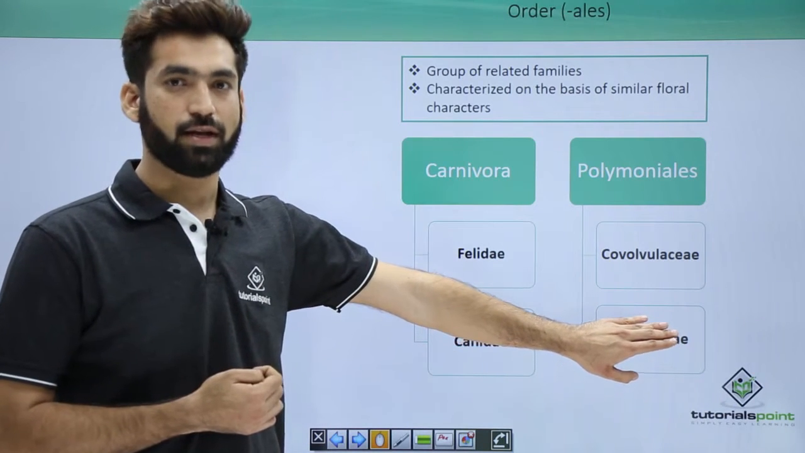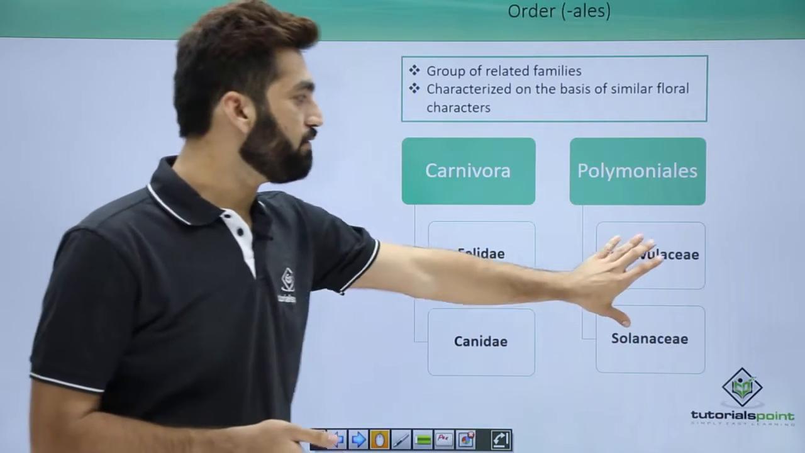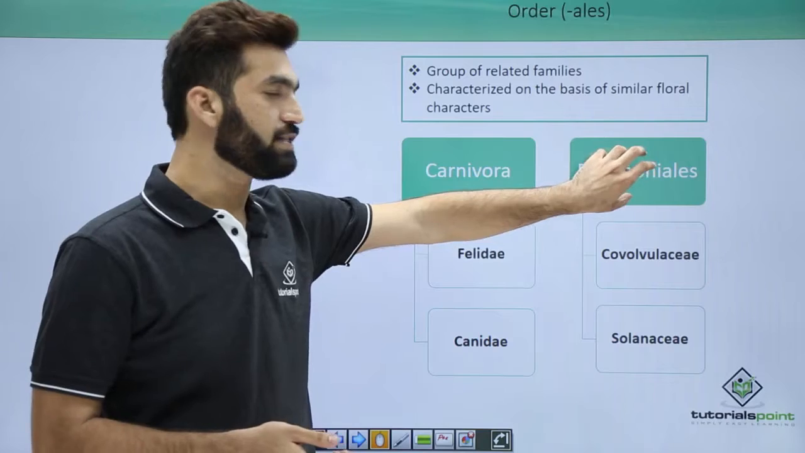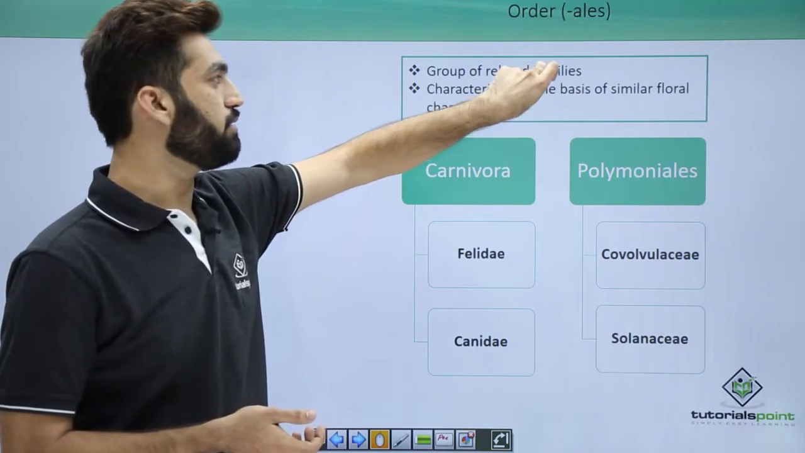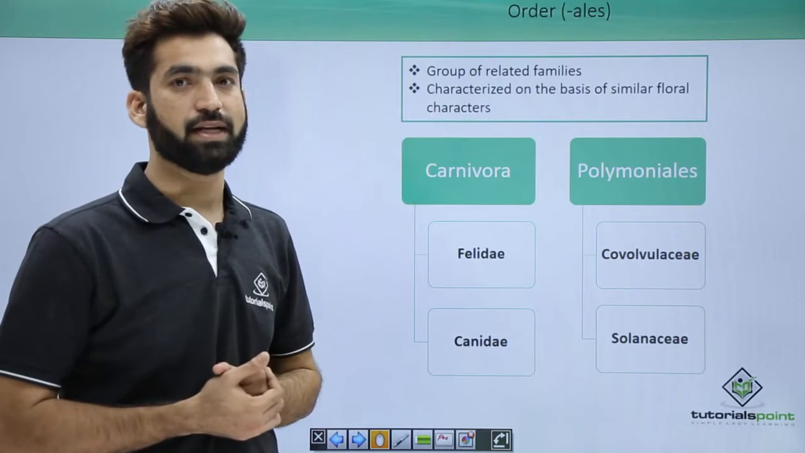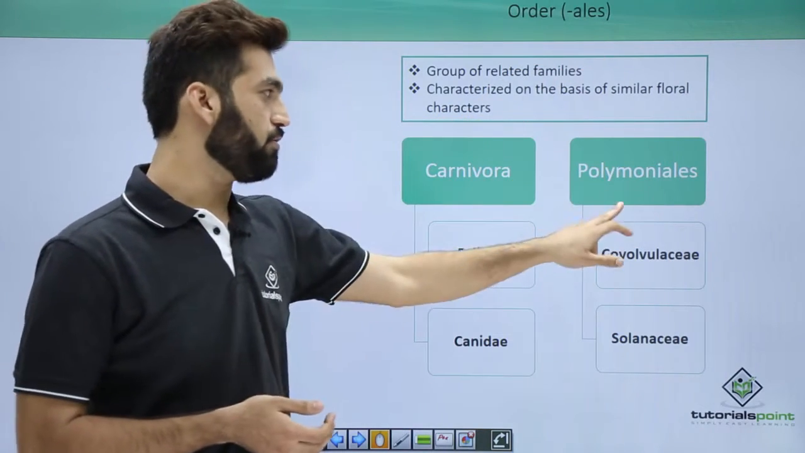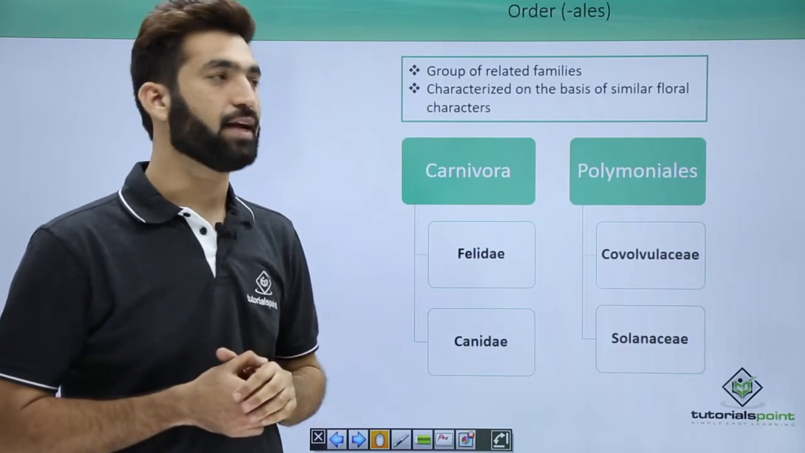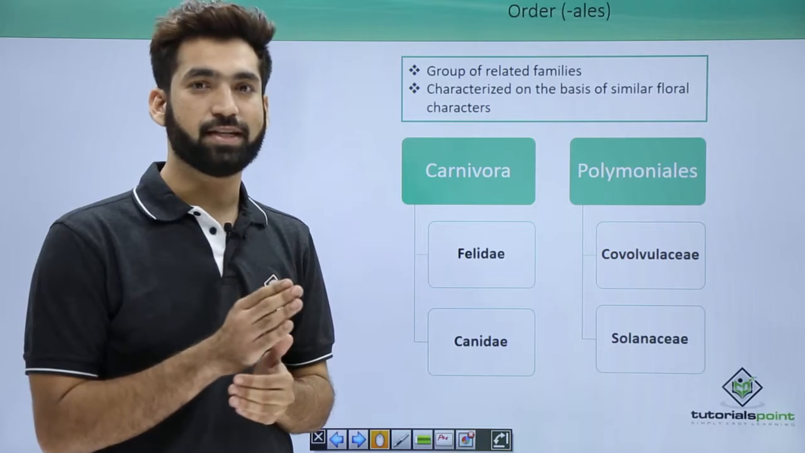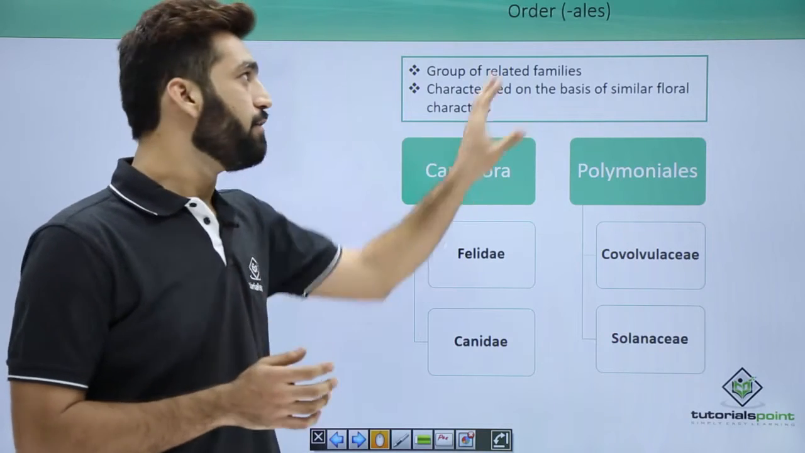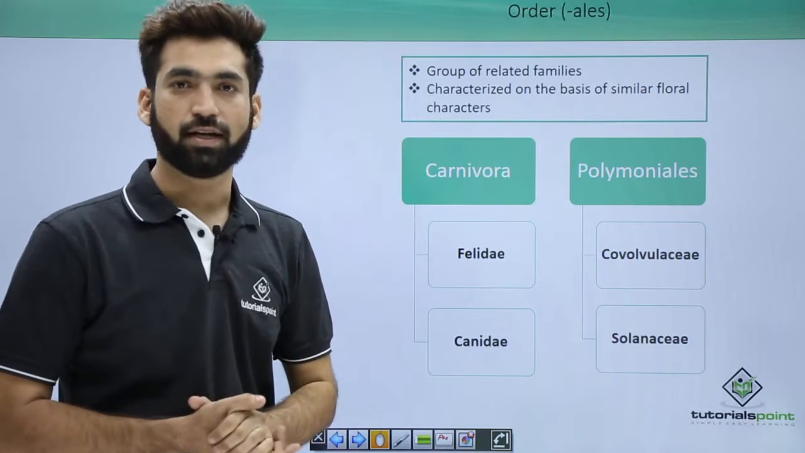Petunia, Datura, Solanum. You have another family called Convolvulaceae, and both of the families have got the same order called Polemoniales. So an order belongs to the group of related families. In plants, the order gets the suffix -ales. You can see Polemoniales has the suffix -ales. Families were characterized on the basis of similar vegetative and reproductive characters, while orders are classified on the basis of similar floral characters.